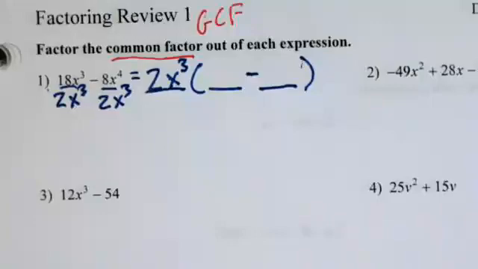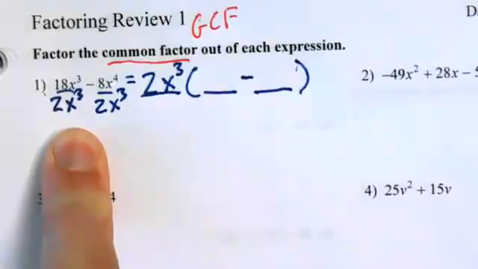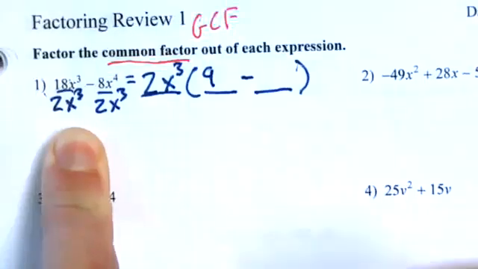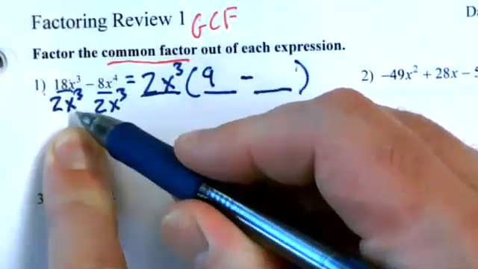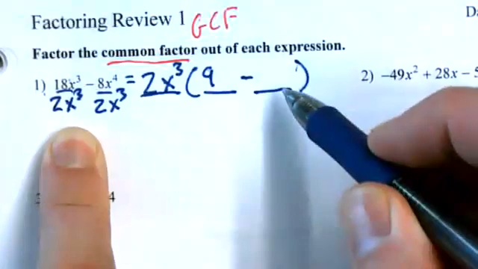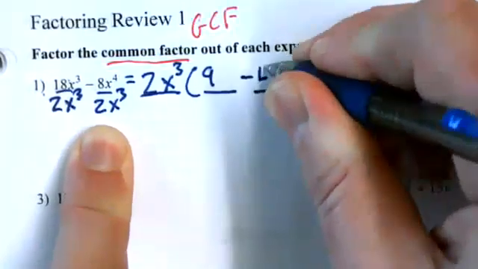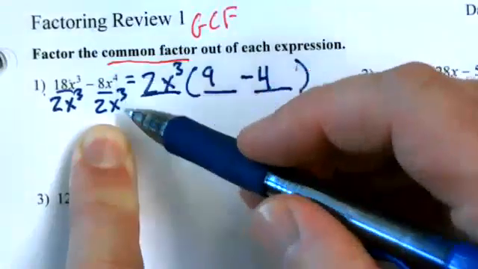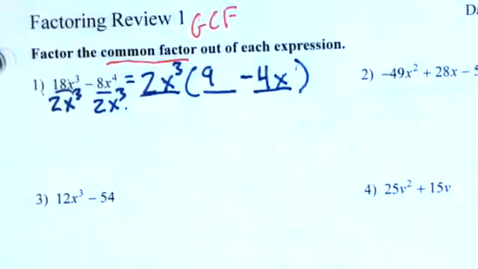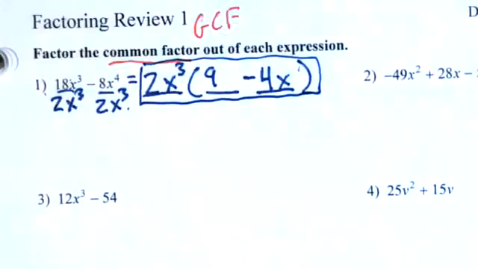Now, all we need to do to finish this up is to do this division. Our answer is going to go right here. So 18 divided by 2 is 9. X to the third divided by x to the third, that's all just going to cancel, right? There won't be any x's left over. So it's just a 9 here. Second term, we've got 8 divided by 2, that's 4. And then x to the fourth divided by x to the third, we would have 1x left over after canceling, right? So 4x. And that's it. There's our GCF. Not too bad, huh? Not too bad.